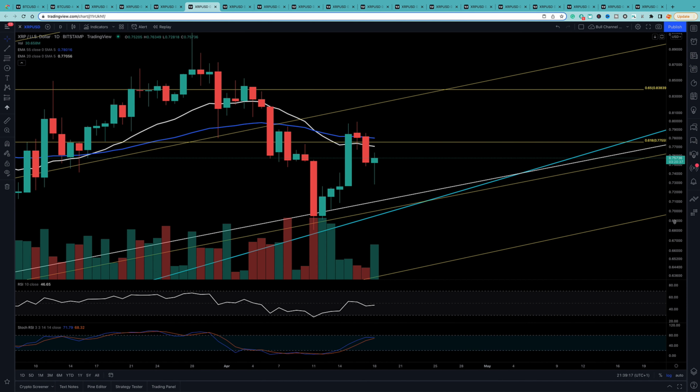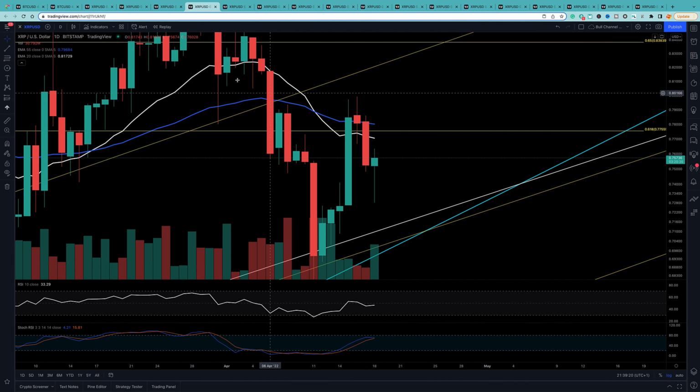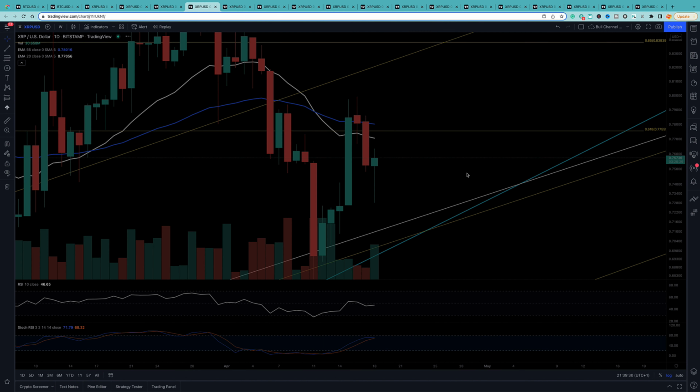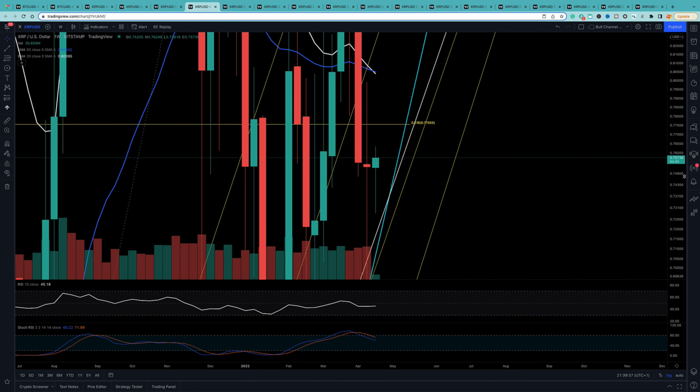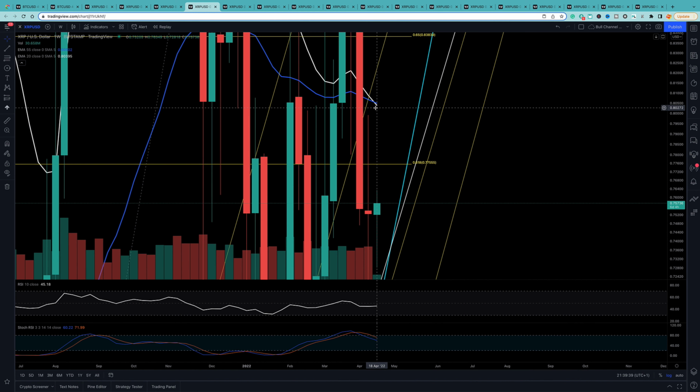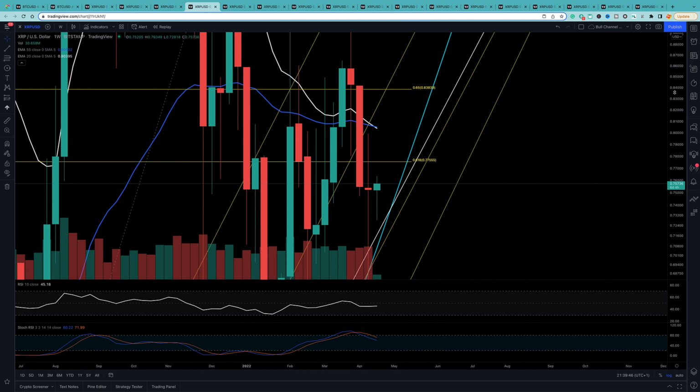XRP, let me pull out one of my, there we go. XRP on the daily already had its death cross 1, 2, 3, 4, 5, 6, 7, 8 days ago. But XRP on the weekly had its death cross today, when it turned over today, like Bitcoin. So both of them are having their weekly death cross at the same time, the same day.